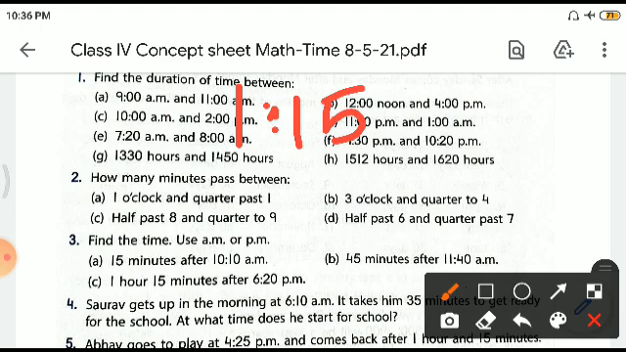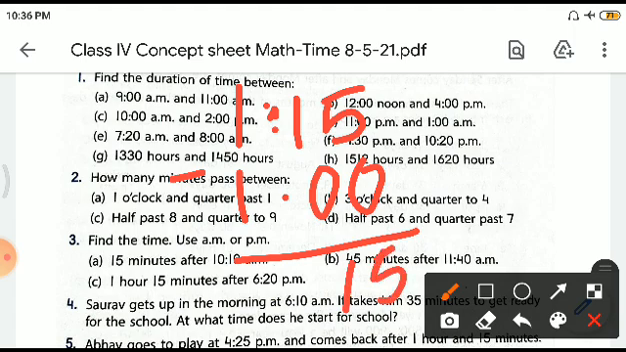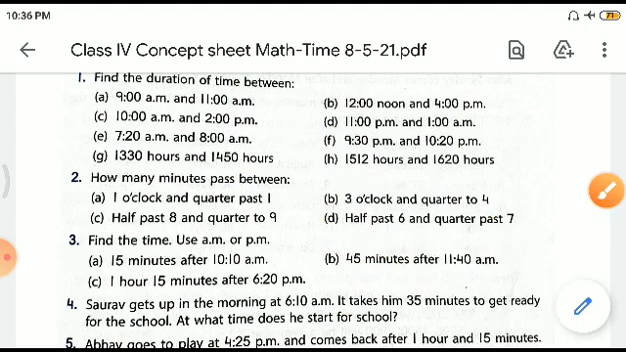Now 1 o'clock and 1:15. How many minutes is it? We will be subtracting, and the answer we get is 15 minutes. Similarly, in this one, 3 o'clock and quarter to 4. Quarter to 4 is 3:45, 15 minutes before 4. So again subtracting, we will get 45 minutes.